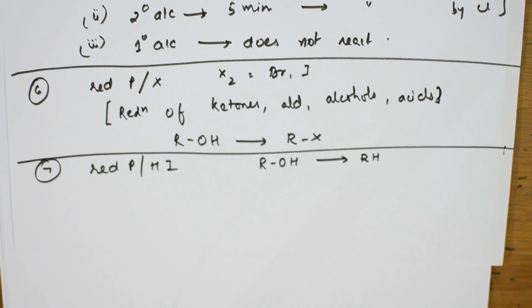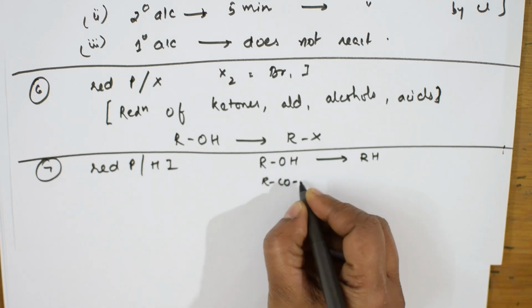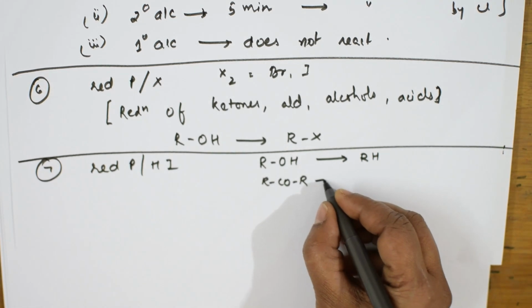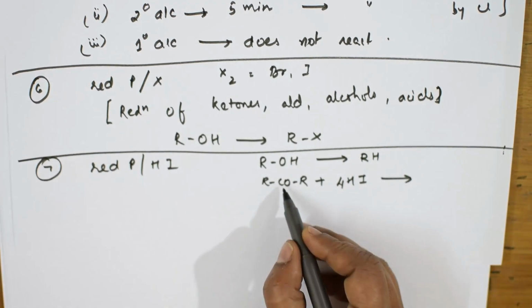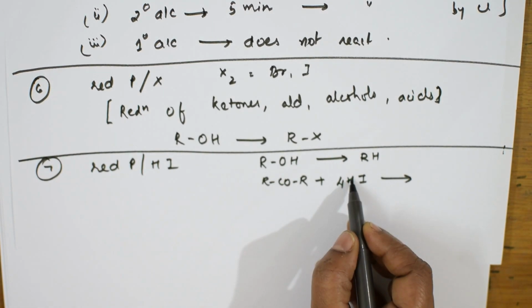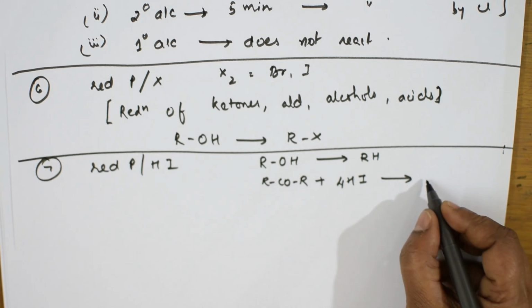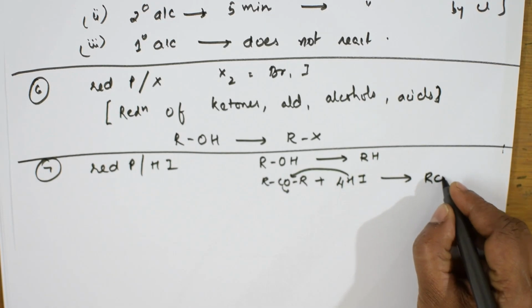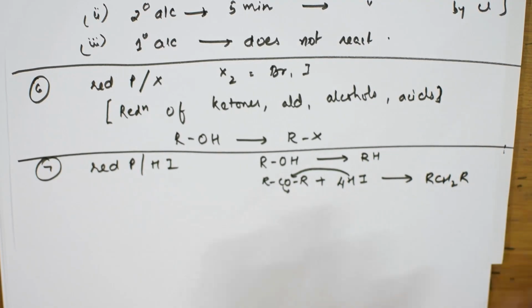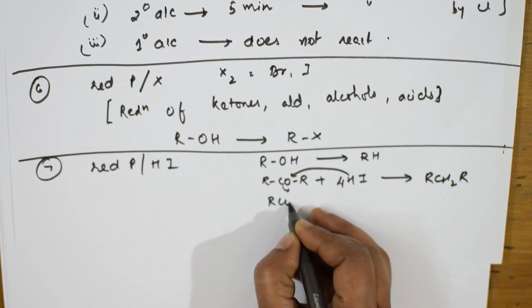Remember, if red phosphorus and HI are present, your ketones, this is a ketone, isn't it? Suppose I add 4 moles of HI. Immediately, this oxygen is replaced and 2 of the hydrogens come and attack here. One more will come out as water. So R is lost and this gets added here: R, CH2R and water.